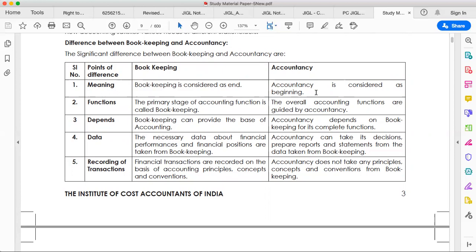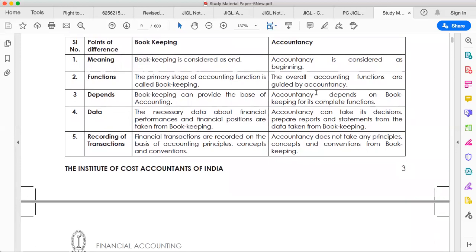Bookkeeping can provide the base for accounting, like journal entries. Accountancy depends on bookkeeping. Why? Because unless you record the journal entry, you cannot do anything. You cannot prepare any statement, you cannot make a balance sheet. So bookkeeping is the base for everything. The necessary data about financial performance and financial position are taken from the bookkeeping. Accountancy can take its decisions, prepare reports and statements from the data taken from the bookkeeping. Again, bookkeeping is the basis for every data. Why? Okay, you'll get sales and purchase data from your accounting record, from trial balance, P&L, but for making that you need bookkeeping. So again, bookkeeping is basic for everything.